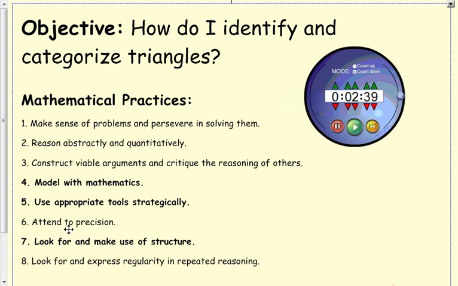Our objective today is: how do I identify and categorize triangles? Our mathematical practices are: model with mathematics, use appropriate tools, and strategically look for and make use of structure.